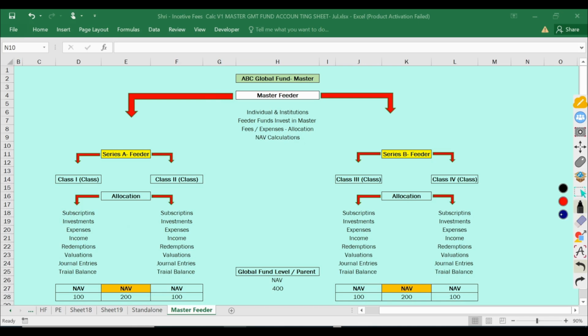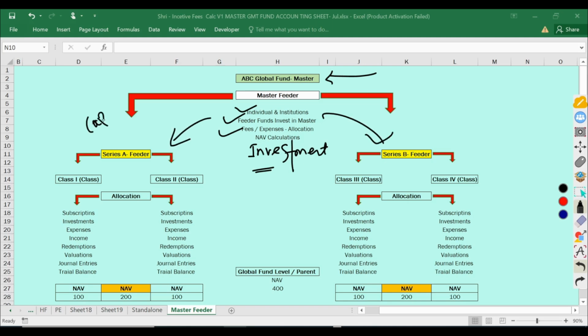This is how we create the structures. And in the system as well, you would see the same structure in accounting systems like Geneva, Investron, Aladdin, and others. The most important question is: are individual investors and institutions allowed to invest in the master directly without a feeder? Yes, it is allowed, and that's what I mentioned. Individuals, institutions, and even masters or feeders are allowed to invest in masters. And the most important activity we perform is that expenses, income, and investments, everything we allocate to the feeders on the basis of their invested capital.